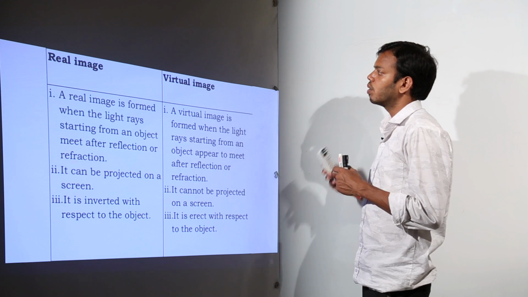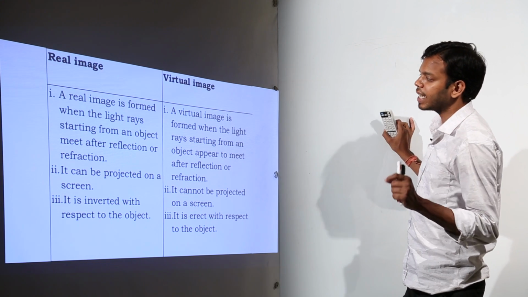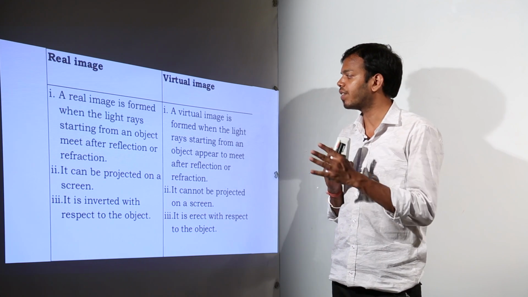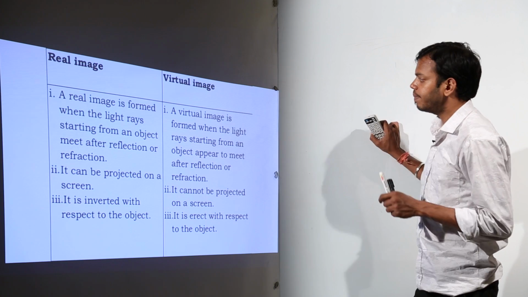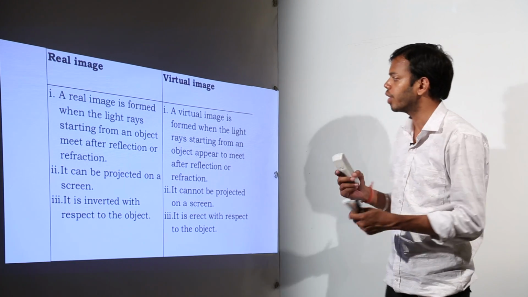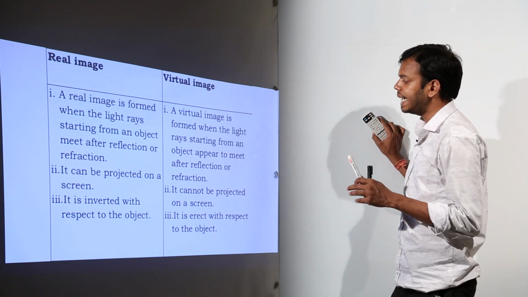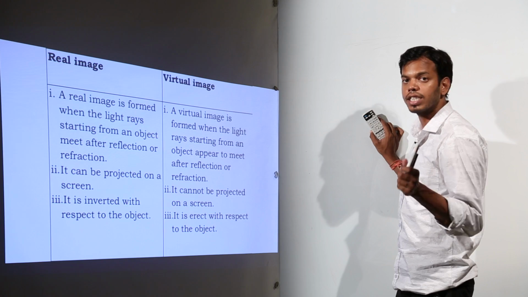Okay. Now the difference between real and virtual images: a real image is formed when the light rays starting from an object meet after reflection or refraction. That is one point. In a virtual image, they do not meet at all, they appear to be coming from that point. A virtual image is formed when the light rays starting from an object appear to meet after reflection or refraction.